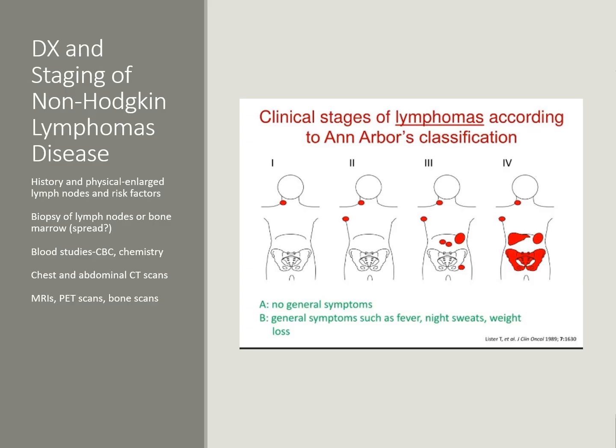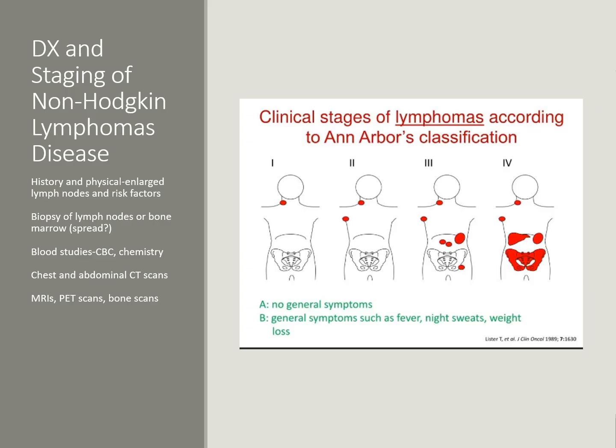So diagnosis of non-Hodgkin's lymphoma is usually done by things like history and physical. So we're looking for things like enlarged lymph nodes. We might look for things like enlarged spleen. We might look at different risk factors for lymphomas. And then we would do a biopsy of those lymph nodes to look for abnormal cells.